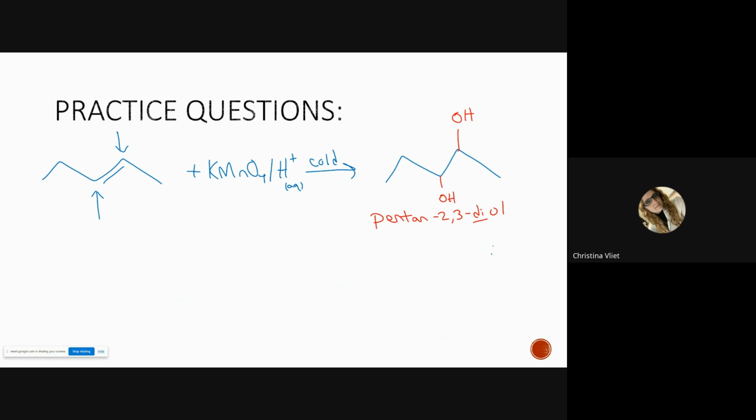Because I don't want to write the word dilute. When we're lazy, we just write the AQ. It means in water.